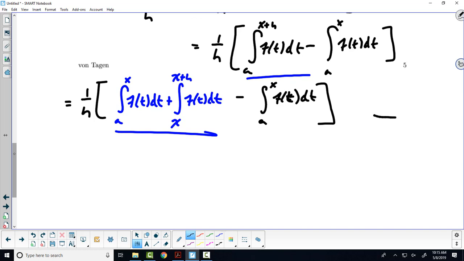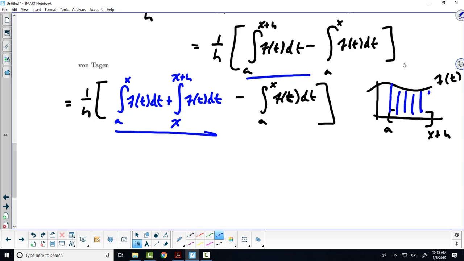And one way to look at that is if I had this picture right here, here's my f of t, and the picture doesn't have to work out this way, but it's easier to draw if it does. If I want to go from a to x plus h, what could I do? If I want to find the area underneath the curve from a to x plus h, I could stop off at x, right? And I could find this area first. That would be the area from a to x, and then add to it the area from x to x plus h. Add up from a to x, and then from x to x plus h.